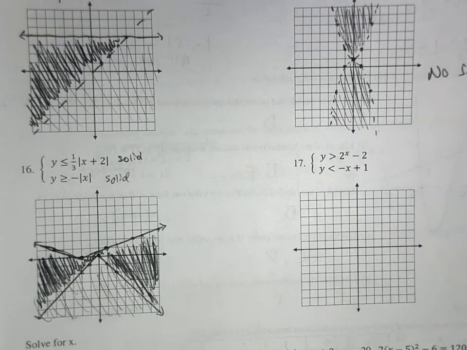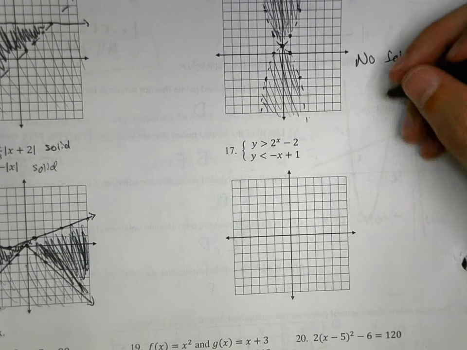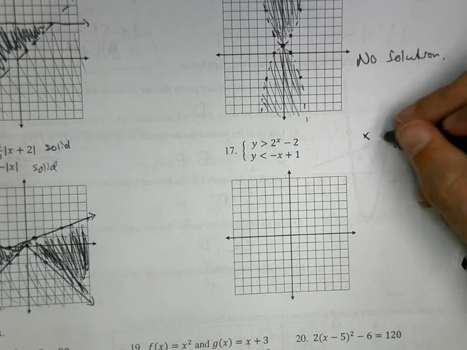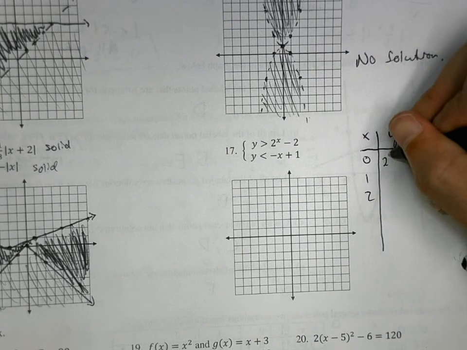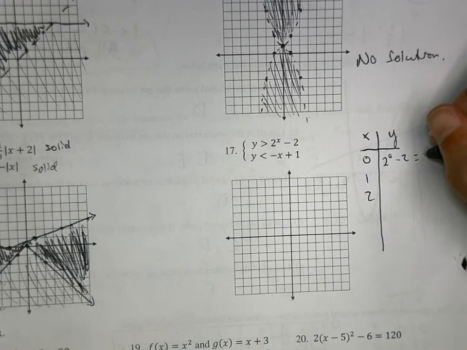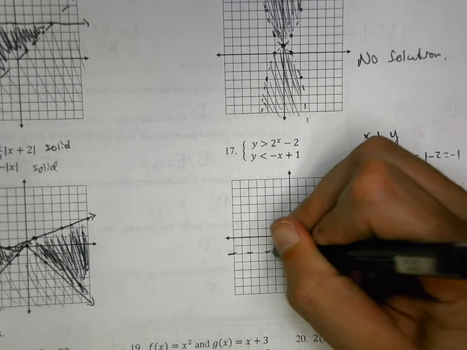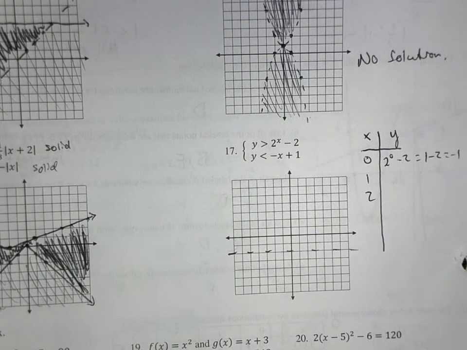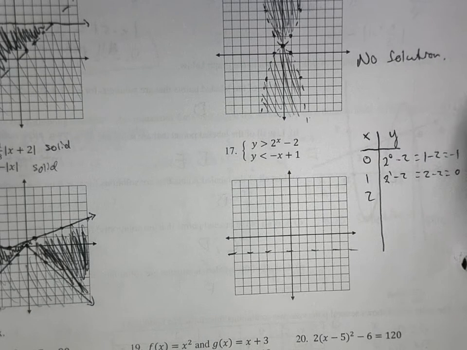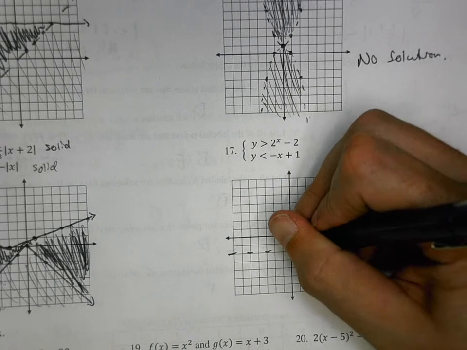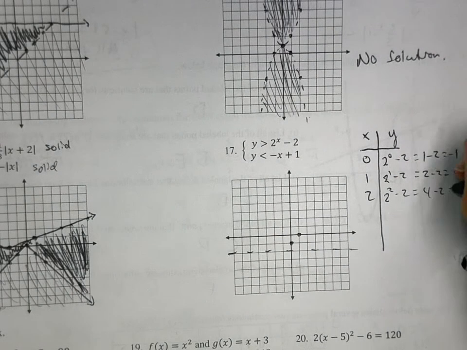Okay. This is an exponential function. So for exponential functions, this has been killing you guys, so go ahead and do an XY chart right here. And we'll use 0, 1, and 2. So 2 to the 0 power minus 2 is going to be 1 minus 2, which is negative 1. Our asymptote's at negative 2, so we're going to draw a dashed line through negative 2, like that. 2 to the first power minus 2, that's 2 minus 2, which is 0. So 0, negative 1, 1, 0. And then 2 to the second power minus 2, which is 4 minus 2 for positive 2.